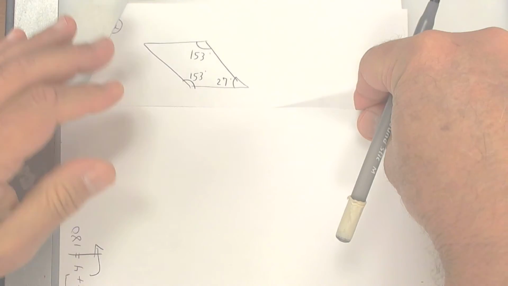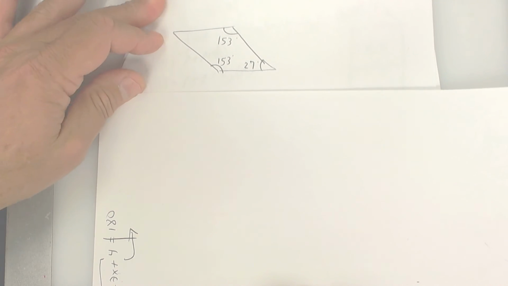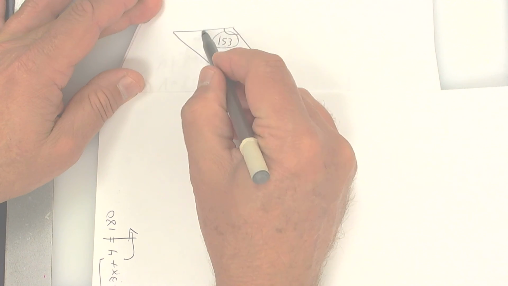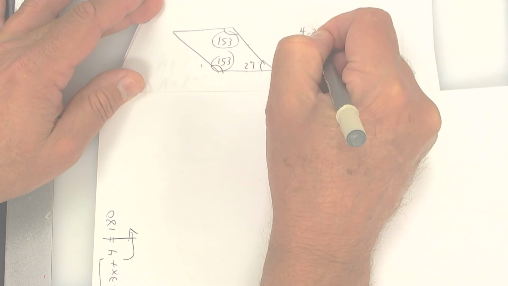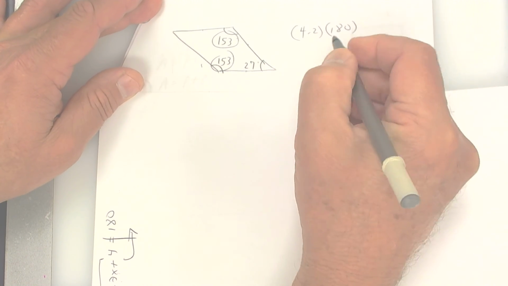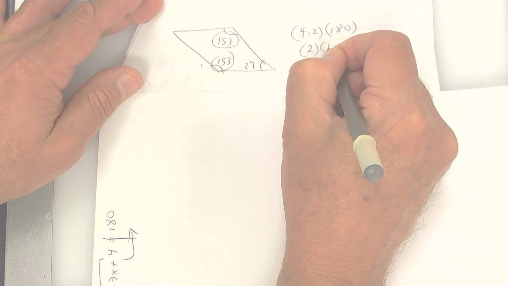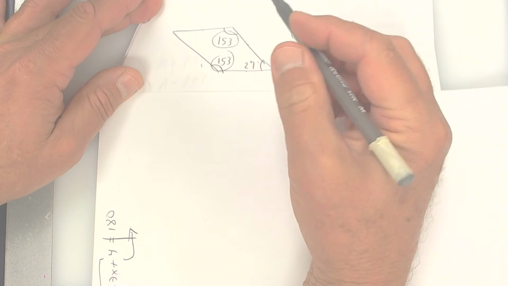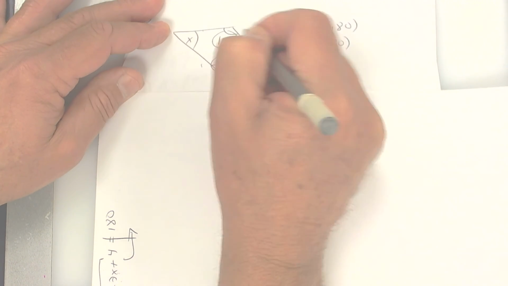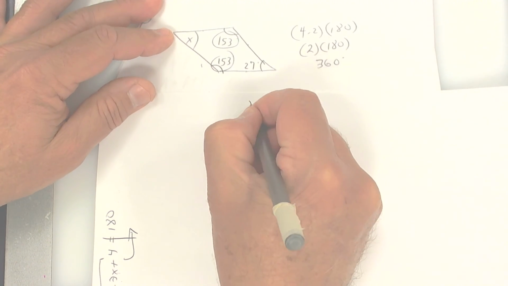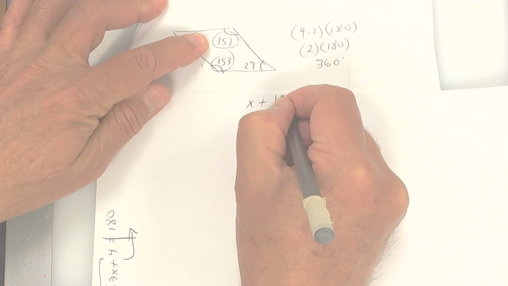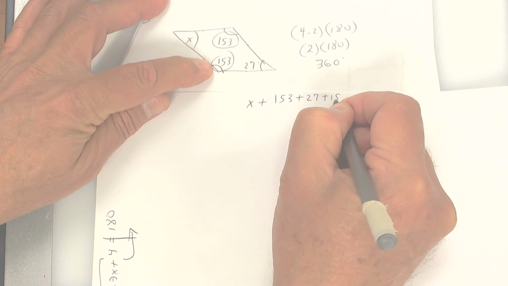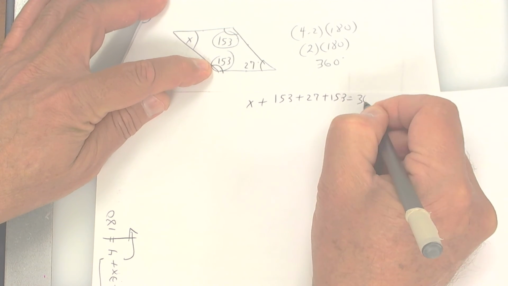Draw this diagram right here. Is this a parallelogram? Well, this angle is equal to this angle. Now the whole thing, it's got 4 sides. Remember 4 minus 2 times 180, that formula? That should come out to 2 times 180, or 2 triangles, and that's going to be 360 degrees. So all of this should add up to 360. So it's going to be x plus 153 plus 27 plus 153 has to equal 360 degrees.